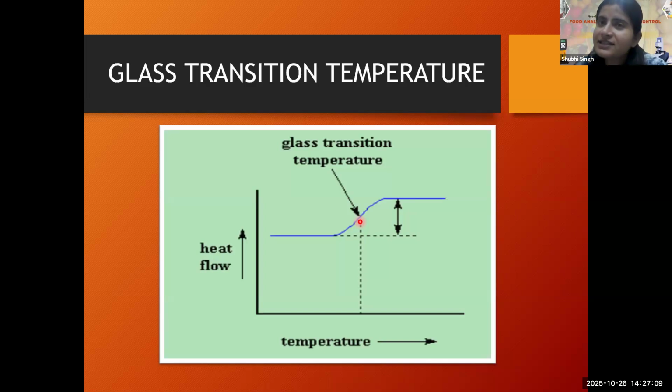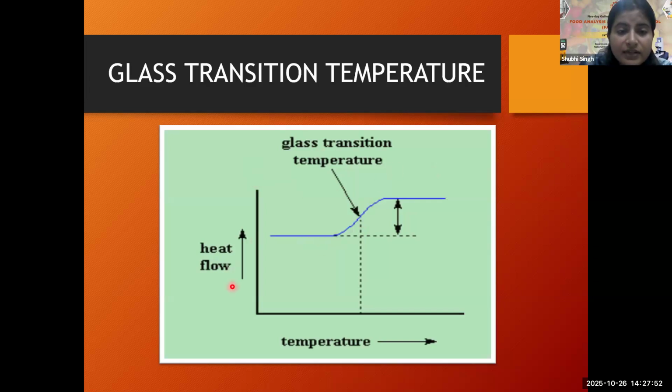We can take an easier example of ice. Ice is uniformly structured. It is in the form of a cube. But when you melt it, what happens? The ice loses its crystallinity and converts into water, and water is an amorphous structure. Amorphous means it doesn't have any definite shape or any definite volume. So glass transition temperature is the temperature when your sample loses its crystallinity.